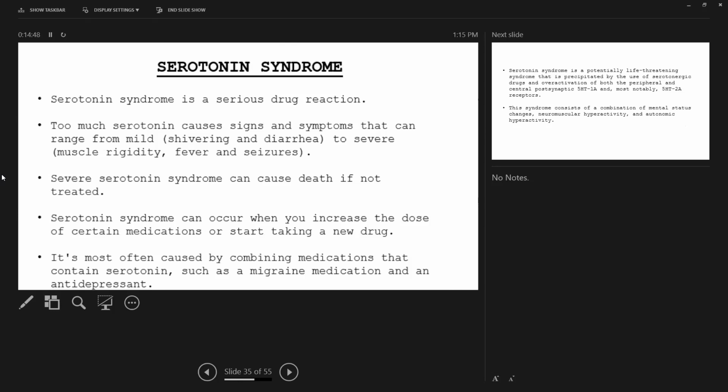It is a serious drug reaction. When we give too much serotonergic drug, it has signs and symptoms which can range from mild to severe. Mild will include shivering and diarrhea, to severe, that is muscle rigidity, fever, and seizures, and it can even cause death. It occurs when we increase the dose of a certain medication or a new drug is introduced.